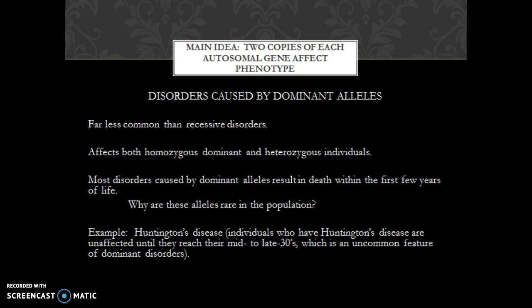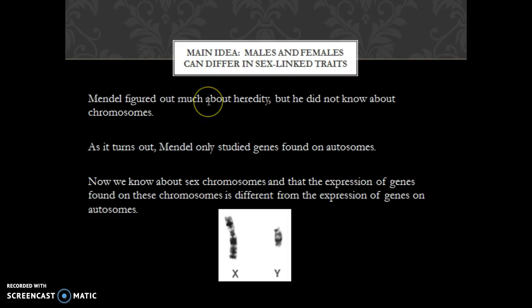So moving on, our second main idea for 7.1 is that males and females can differ in sex-linked traits. In the first part, we were looking at autosomal disorders, but now we're going to be looking at sex-linked items. So let's go back to Mendel. Mendel figured out a lot about heredity. A lot of the stuff that we know came from Mendel, including dominant and recessive.